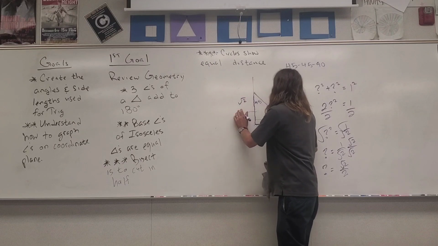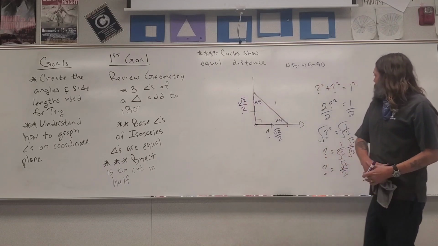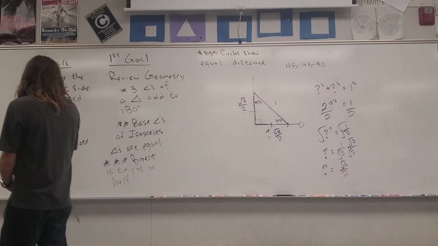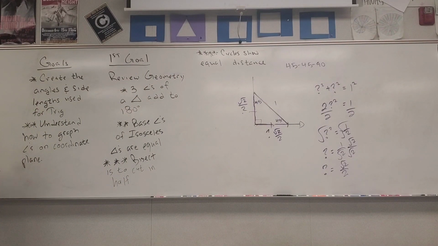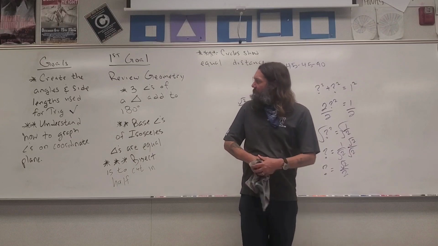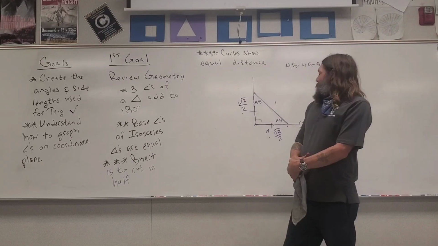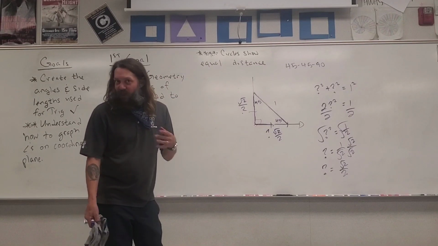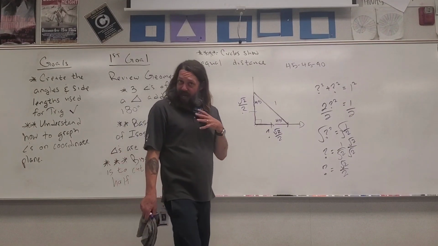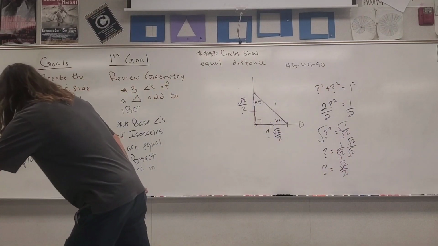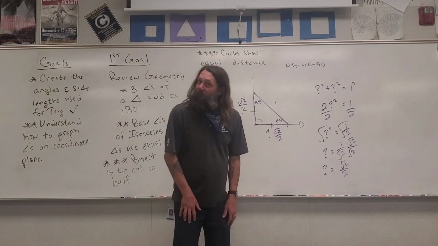Okay, so I know these lengths are the square root of 2 over 2 and the square root of 2 over 2. So I'm going to check off my first goal about creating the angles and the side lengths used in trig. And I will go ahead and start part 2 of this video explaining how we represent 30-degree angles, 45-degree angles, 60-degree angles, and any combination of those angles added together on a coordinate plane. All right, so hopefully this is making sense to you guys so far. I will be right back.